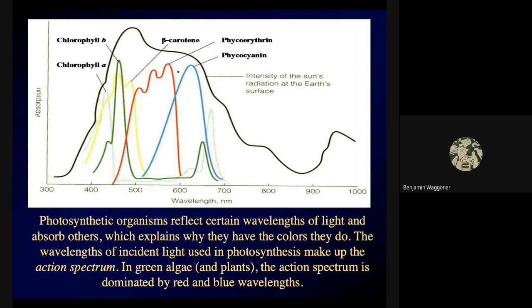Chlorophyll A has two different peaks, but it also absorbs strongly in the red and the blue and reflects the yellows and the greens. Phycoerythrin and phycocyanin, that's that red curve and that blue curve, and they absorb blue, but they also absorb green. Phycocyanin absorbs a lot of blue, phycoerythrin absorbs a lot of green, and they both reflect a lot of red, which is why red algae, which have that combination of pigments, look red.